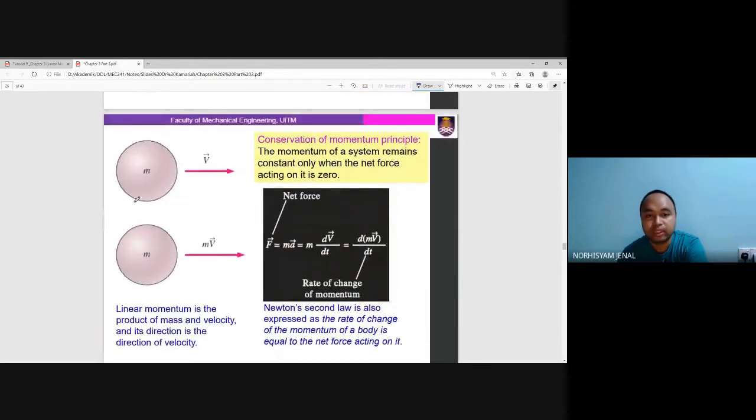So what happens here? Conservation of momentum principle: the momentum of a system remains constant only when the net force acting on it is zero. Meaning, if the force is zero, the momentum will stay the same. But once you change the force acting on it, the momentum will be different.